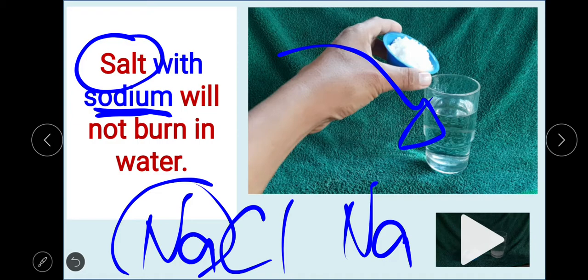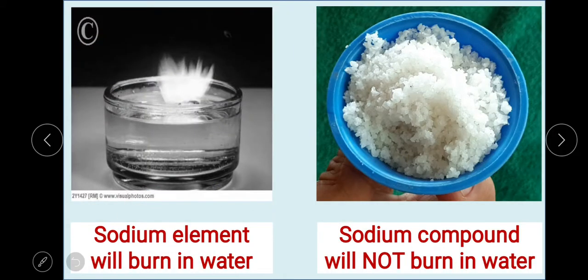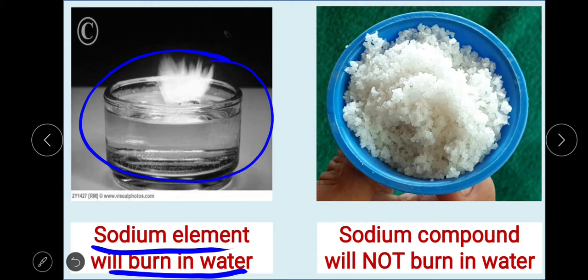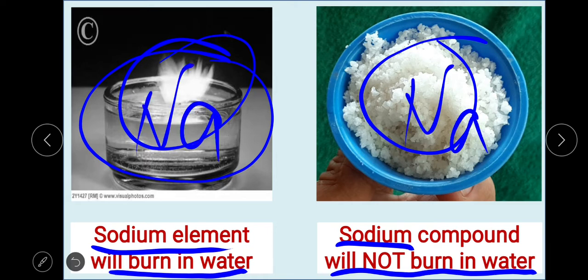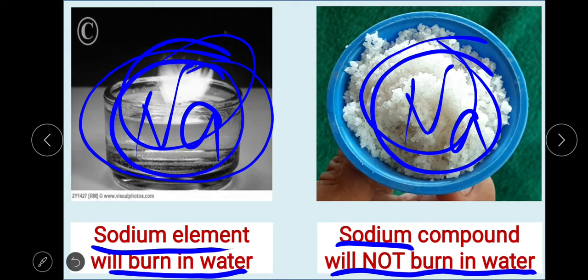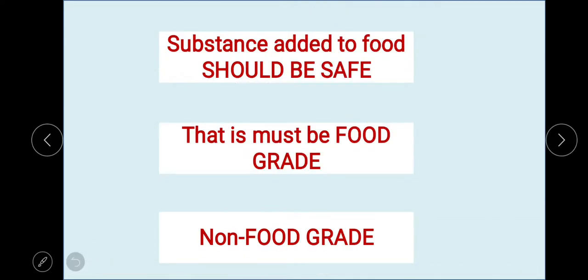Okay, here is the summary: sodium as an element burns in water in the picture, but sodium in a compound, table salt, will not burn in water. This one burns in water, this one will not burn in water. It has sodium also, but sodium as an element is different from sodium as a component in a compound. Okay?